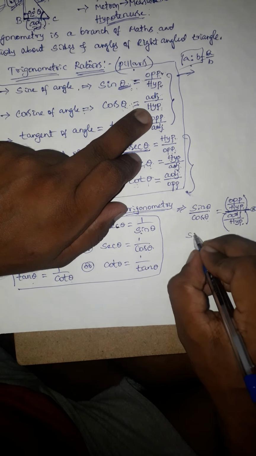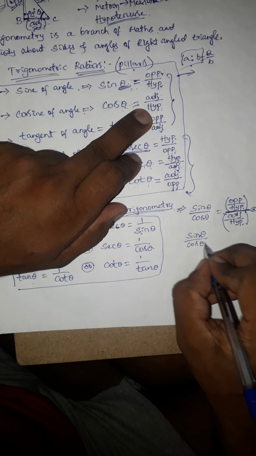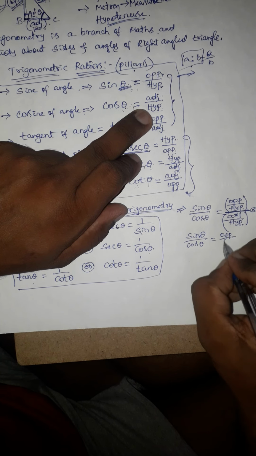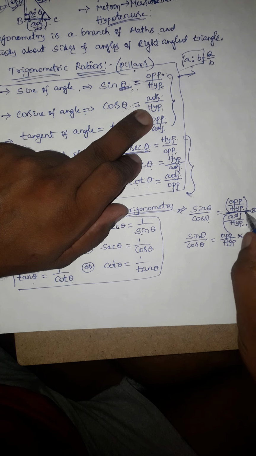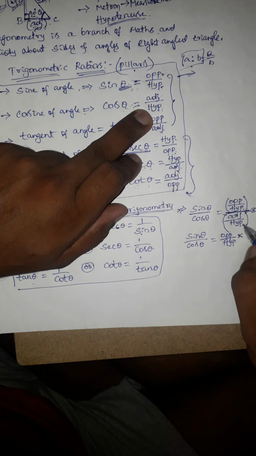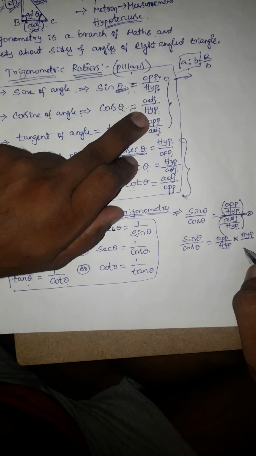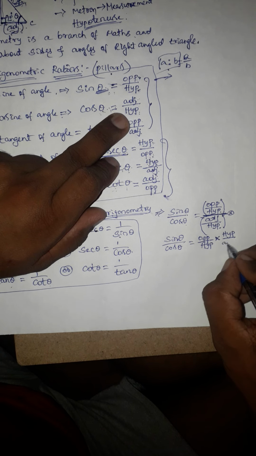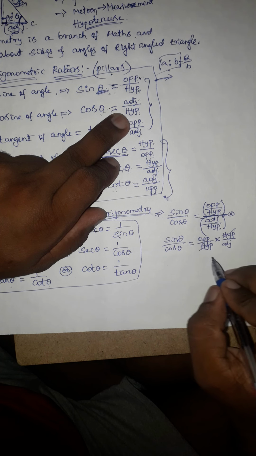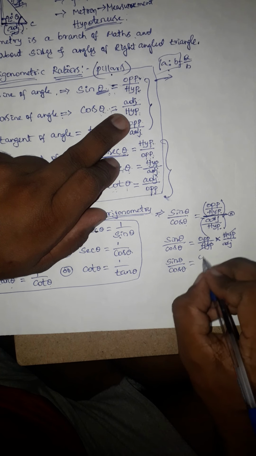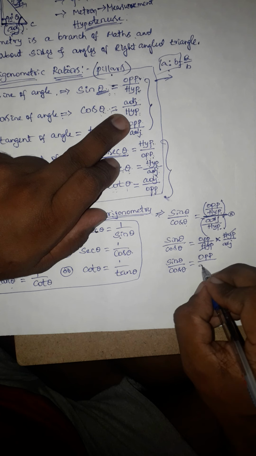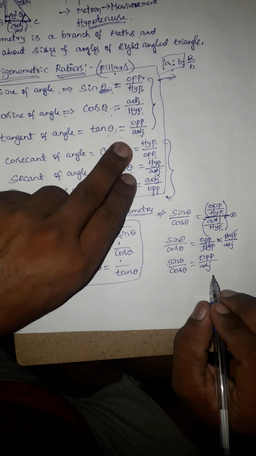So now I keep sin theta on the LHS as it is, divided by cos theta as it is, opposite by hypotenuse as it is, converted the division sign to a multiplication sign. Then take the reciprocal, means the denominator adjacent divided by hypotenuse changes to hypotenuse divided by adjacent. So hypotenuse cancels. What is remaining? Sin theta by cos theta, what we get is opposite divided by adjacent. Observe here, opposite by adjacent.